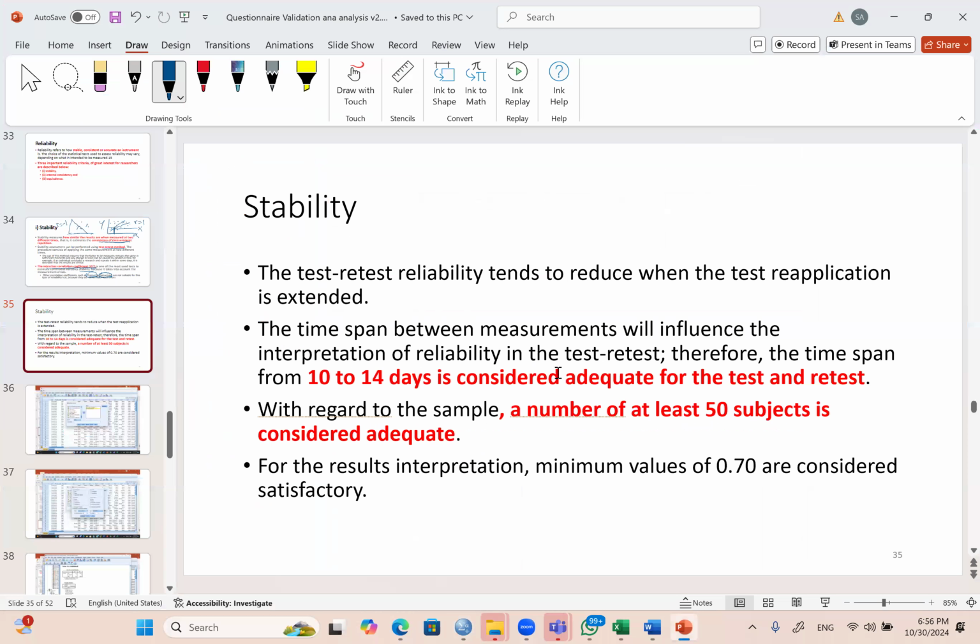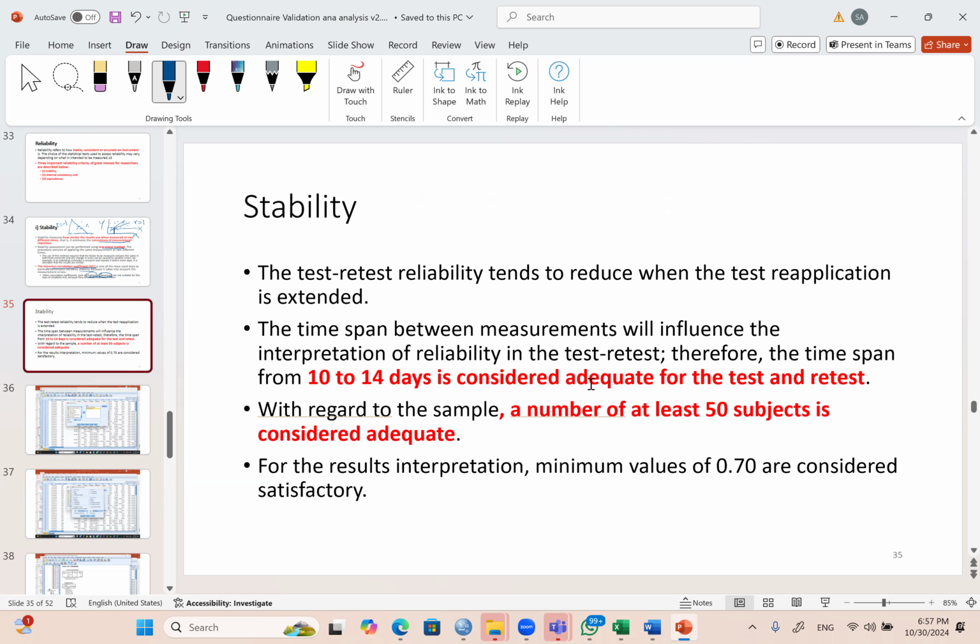Is that okay? Yes. So for test-retest reliability, the correlation tends to reduce when the test reapplication is extended. The longer the interval, the less will be the intra-class correlation. The time span between measurements influences the interpretation of reliability in test-retest. Therefore, a time span of 10 to 14 days is considered adequate.